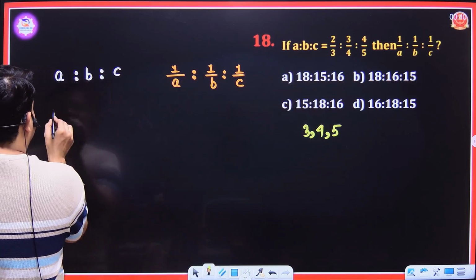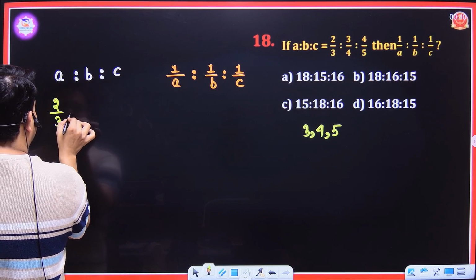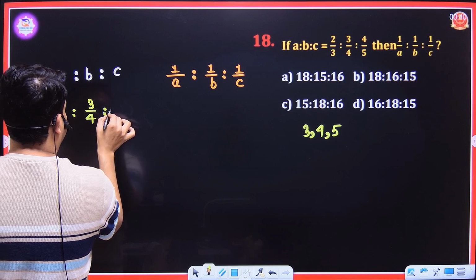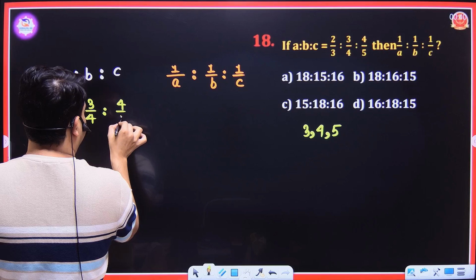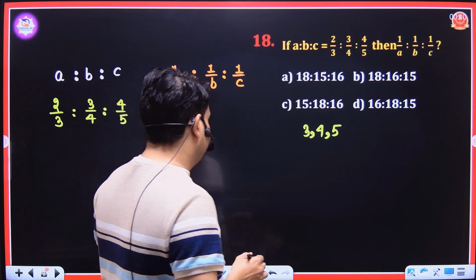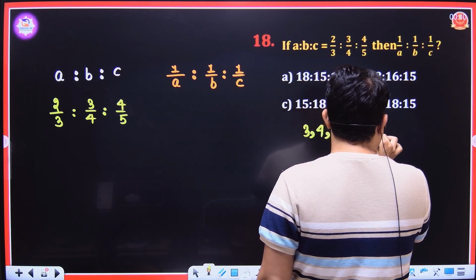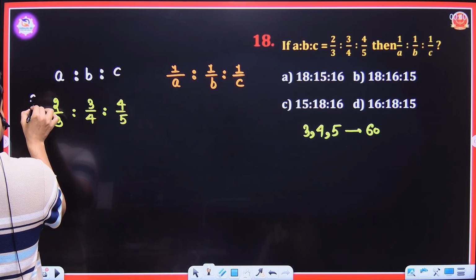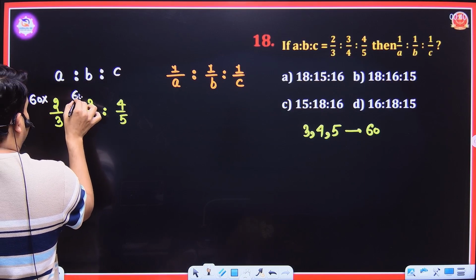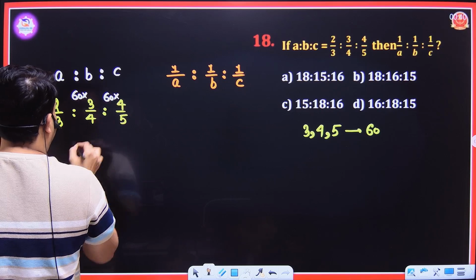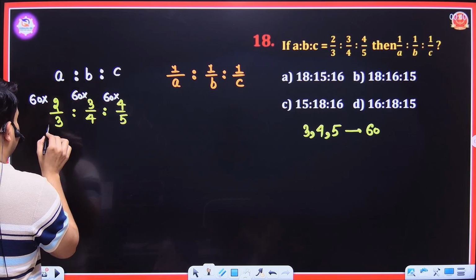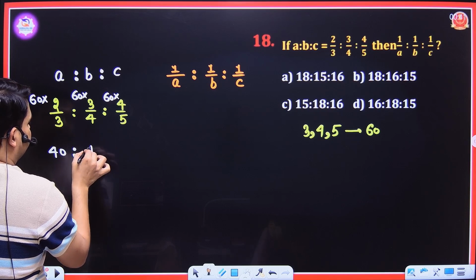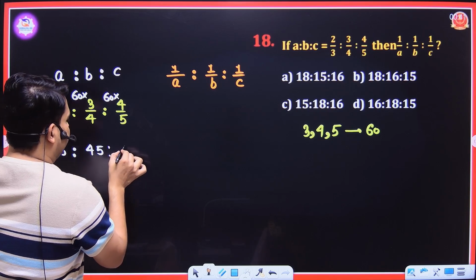Here we have 2 by 3, then 3 by 4, then 4 by 5. So their LCM is 60. We will multiply each by 60. If I multiply each by 60, 60 is multiplied here, here, and here. What we have? 40 is here, ratio, 45 is here, ratio, 48 is here.